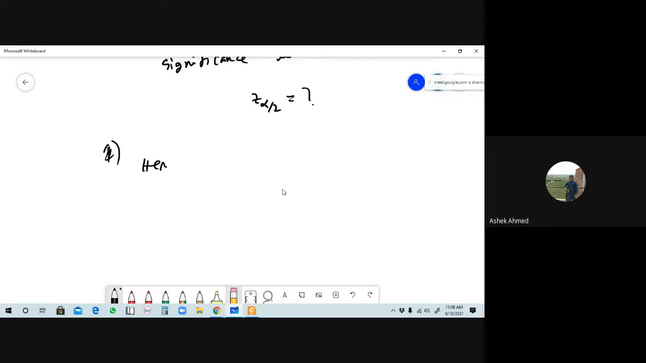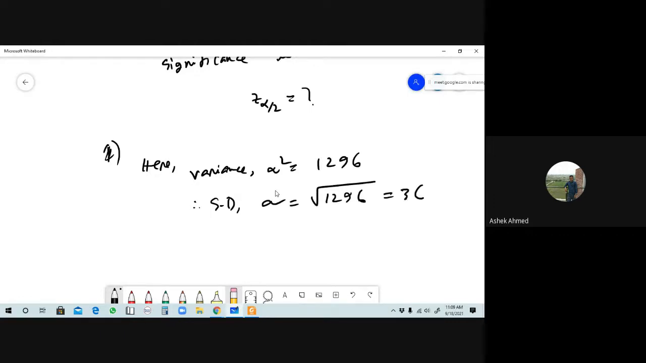From this information, for solving example number 1, the variance is sigma square, which is 1296. Therefore the standard deviation, sigma, is the root of 1296, which is 36. That is the value of sigma.